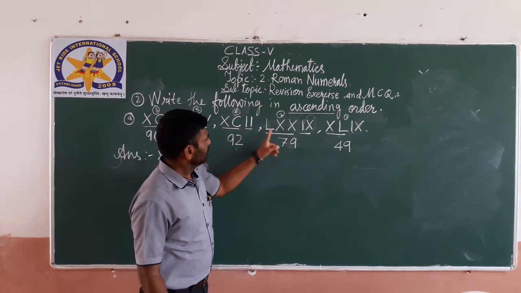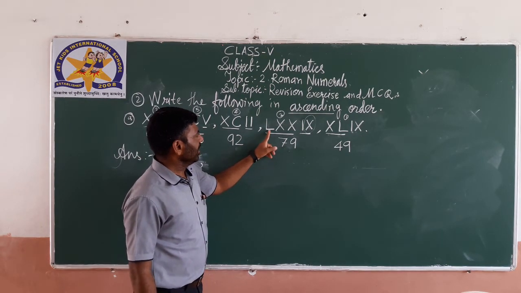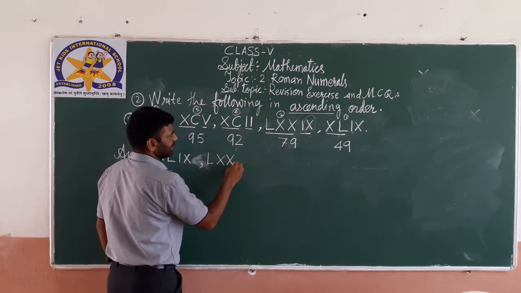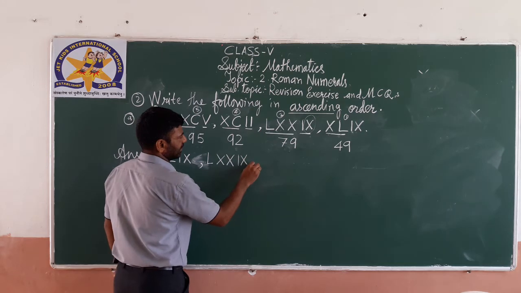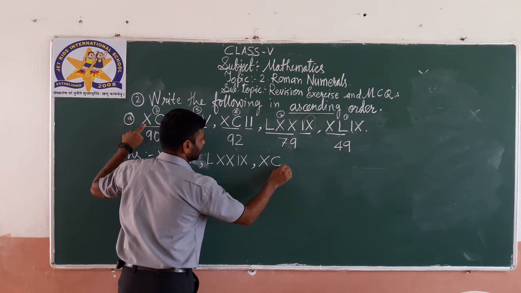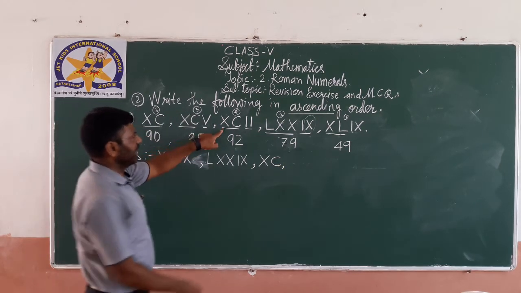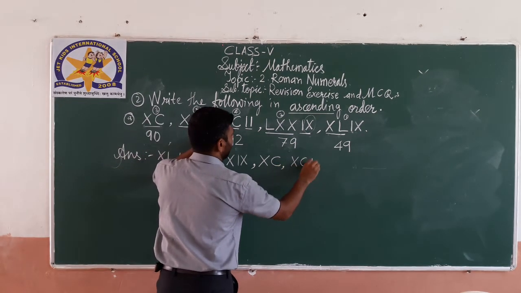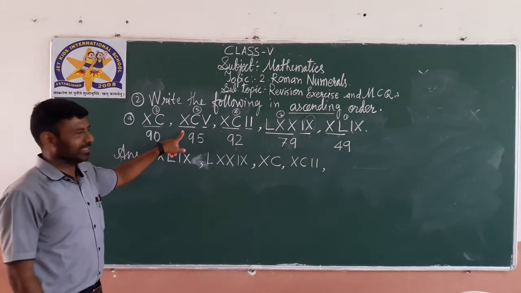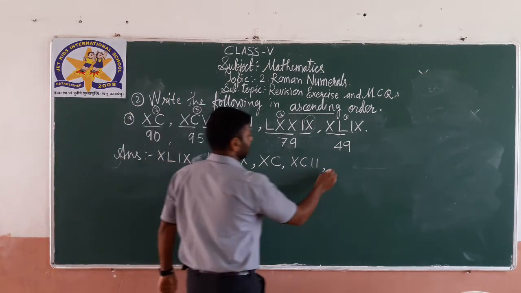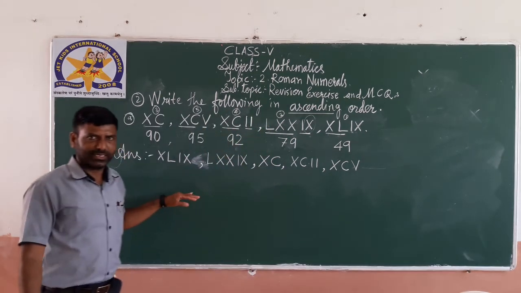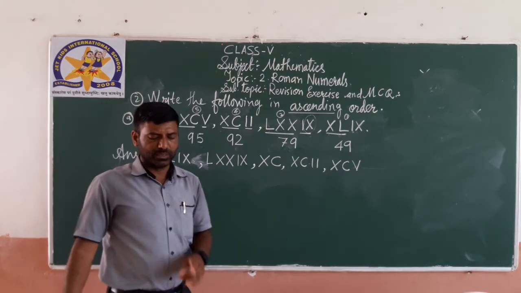Then number 2, LXXIX. Then put a comma. Number 3, XC. Write XC. Number 4, XCII, that is 92. And the last one, the highest number, is XCV. That is XC means 90, V means 5, 95. Understand? Are you able to solve B? You have to solve B.